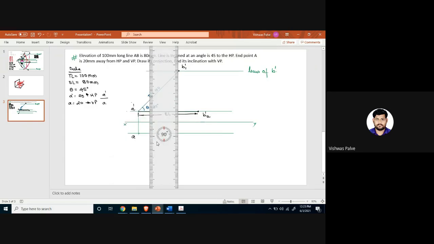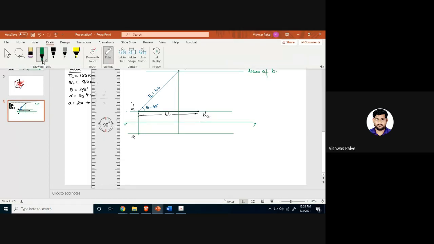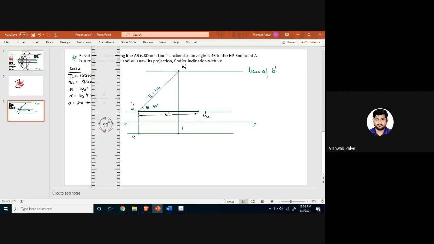I can draw plan length. So what is the notation for this point now? When we take a vertical projection of true length, what will be the notation? B1. And what is this length called? Plan length. This length is called plan length.